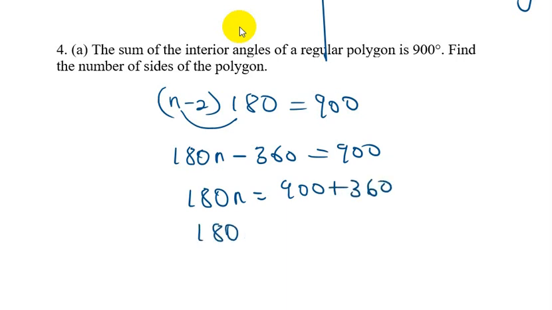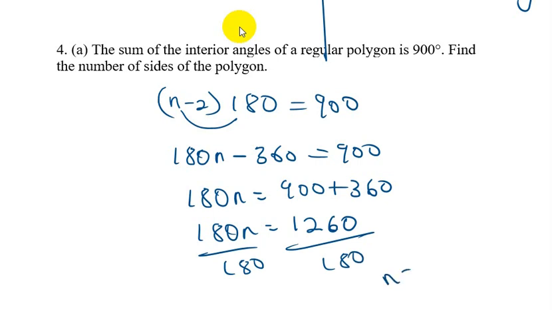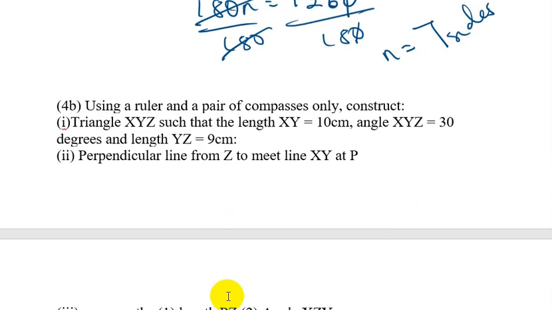So we are going to get 180n being equal to 900 plus 360, which is 1260. So divided by 180 and also divided by 180, you're going to get n being equal to 1260 over 180, and the 0 and 0 will cancel. So we are going to get 7, which means 7 sides. Okay, now let's move to the 4b.